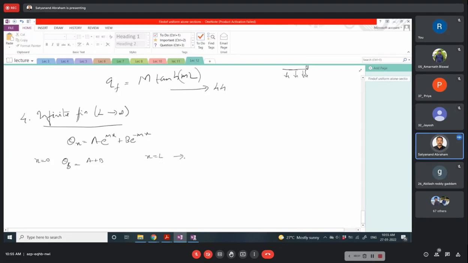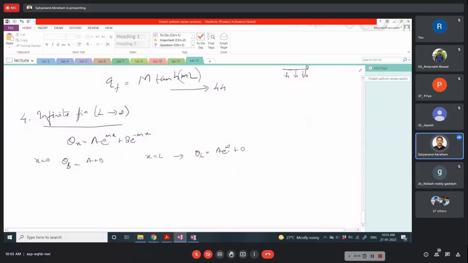At x equal to L, we are actually going to have theta L at the end, and it is going to be A into e raised to infinity plus 0. So it is going to be confusing over here. Theta L, we are saying A into e raised to infinity.